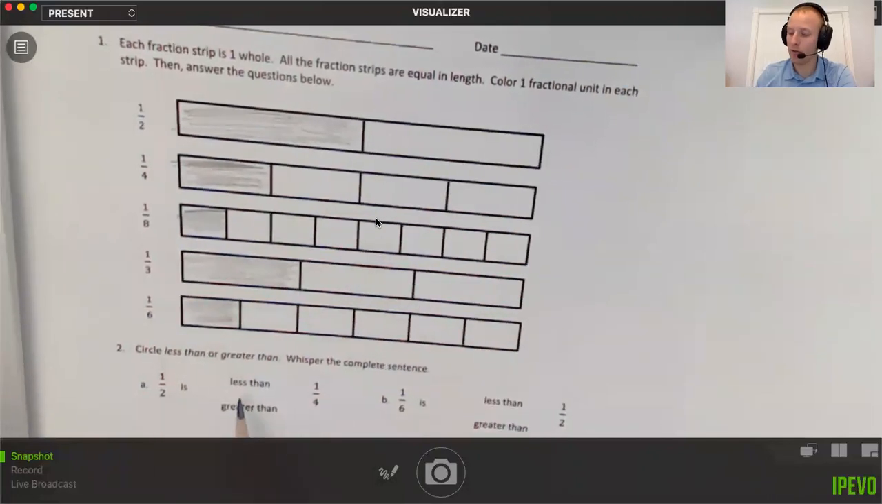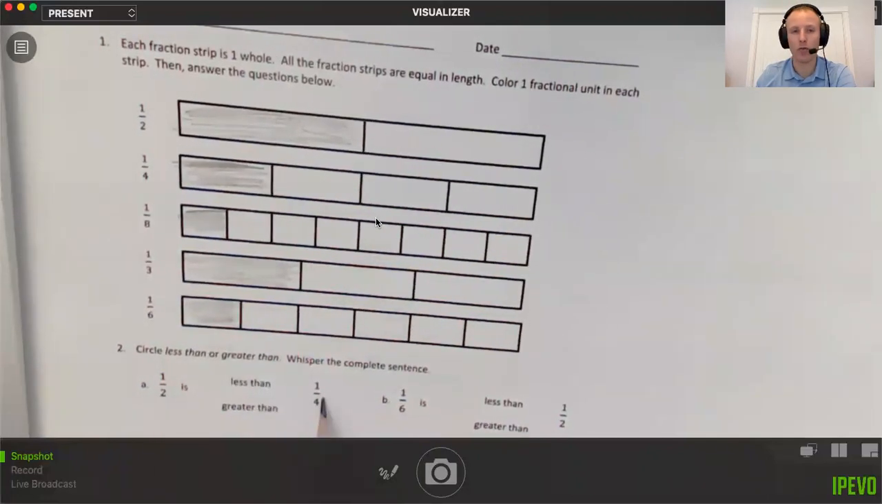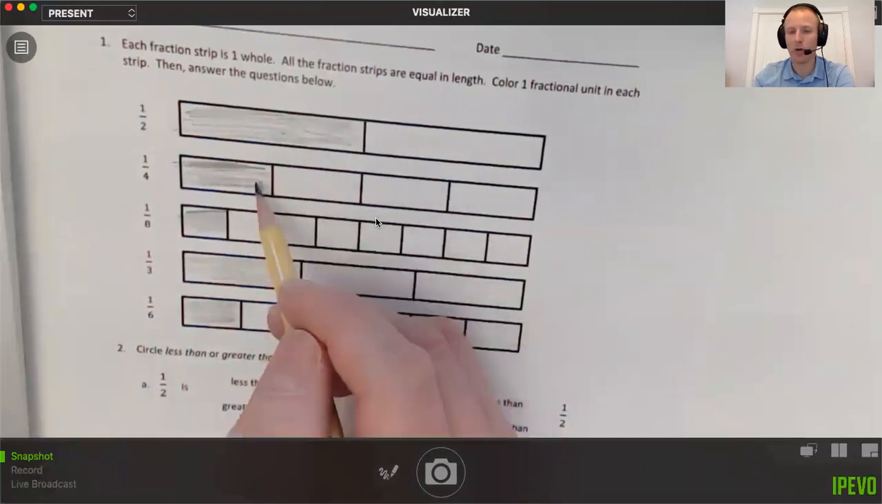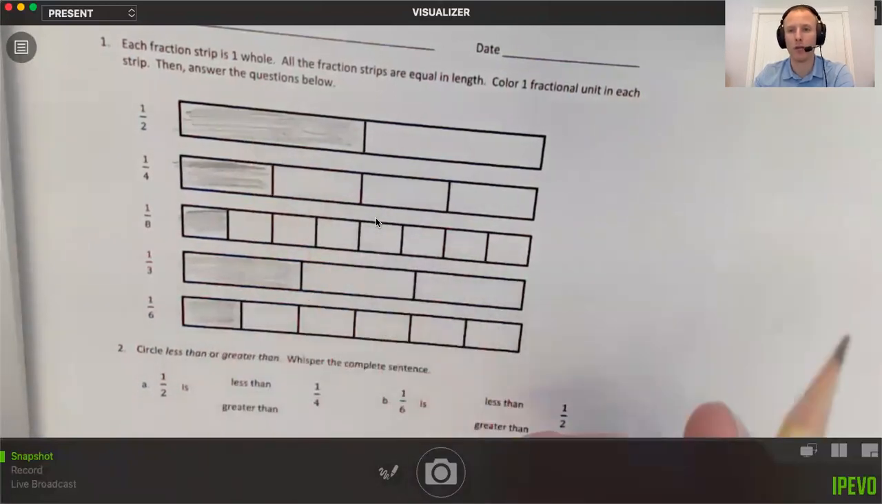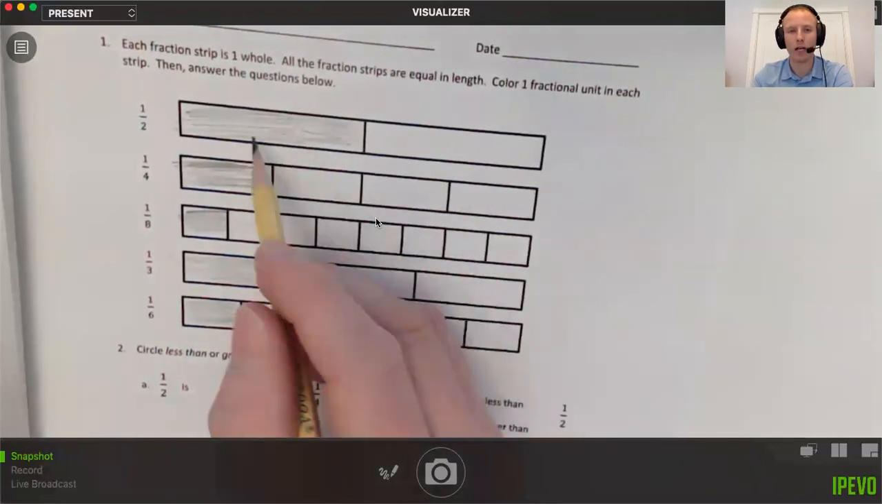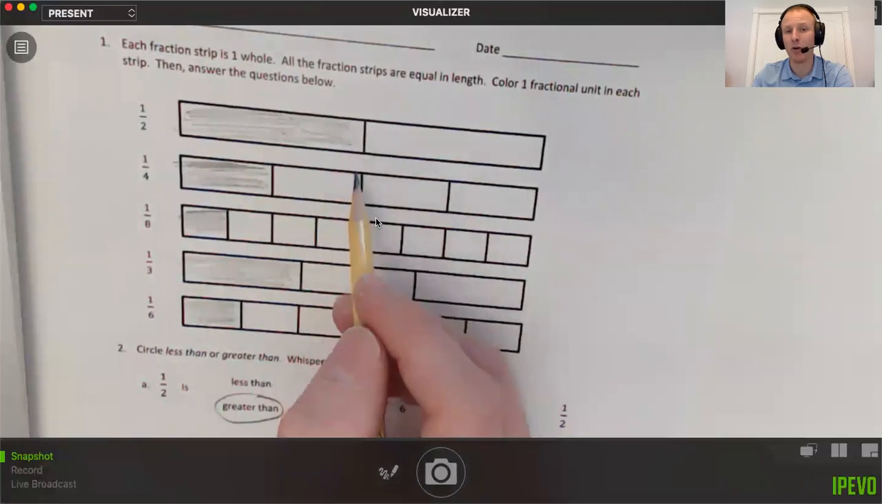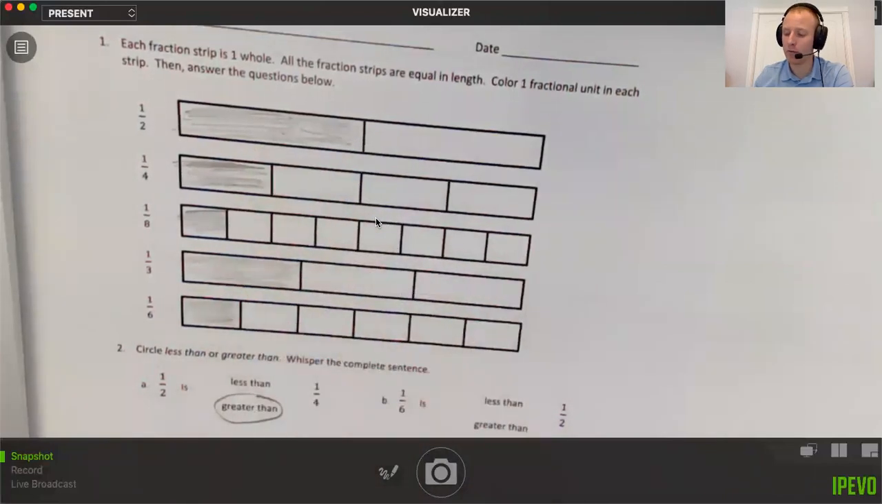So 1/2 is greater than or less than 1/4. Well, 1/2 is here and 1/4 is there. 1/2 is bigger, so bigger means greater. So 1/2 is greater than 1/4 because 1/2 is exactly double 1/4. We'll go over to B.